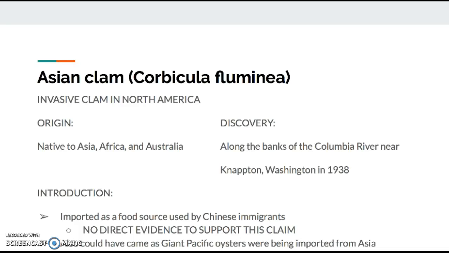It is believed to be first introduced as an import of food sources used by Chinese immigrants. However, there is no direct evidence to support this claim. It is also believed to possibly have come over with the giant Pacific oysters when those were being imported from Asia.